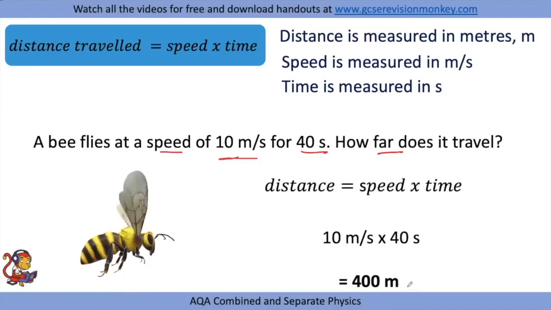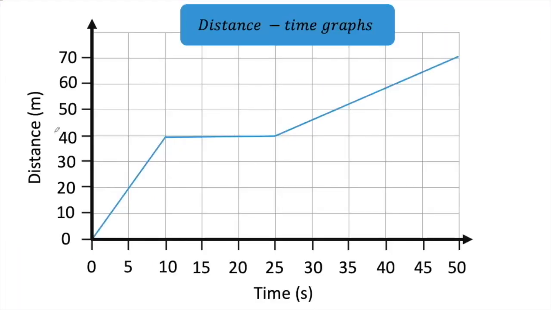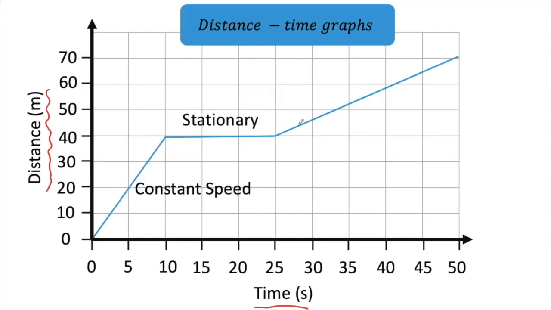With distance time graphs, you need to be very careful that the y-axis says distance and not velocity, and it'll always be over time. So a straight line at an angle, like this one here, shows that an object is moving at constant speed. A straight line that is horizontal shows that the object is stationary, and here again we would have another constant speed.